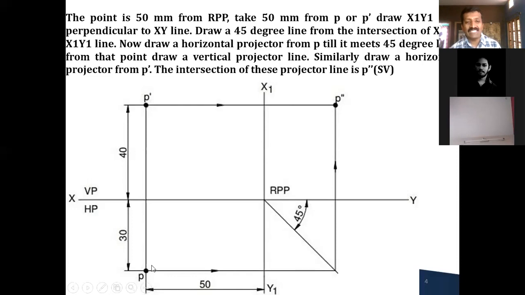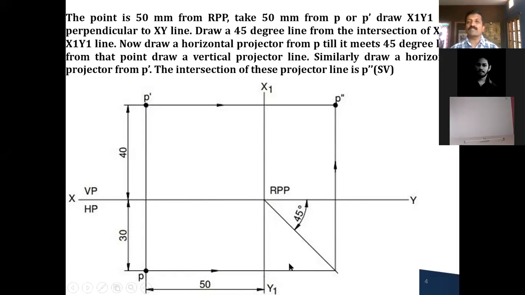To carry this distance, the same distance to the side view itself. 45 degree means exactly the same distance with respect to the XY line you have to this point P, that is 30 millimeter. The same distance from the X1Y1 line you are also going to get. For that, you can draw the 45 degree line, or else you can take your compass, with this origin as the center and this particular point as the radius, and draw an arc also.